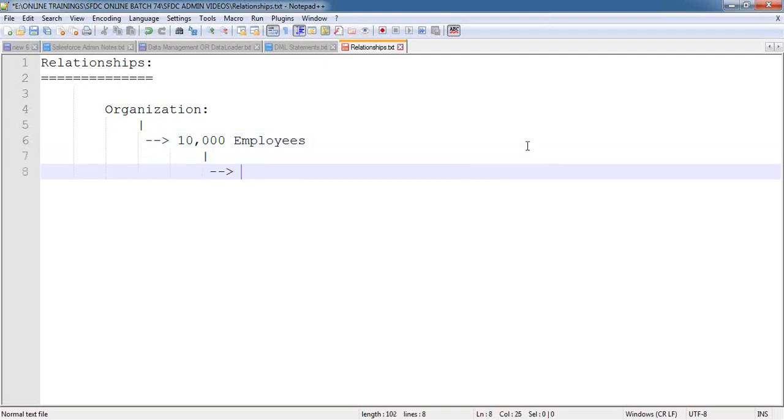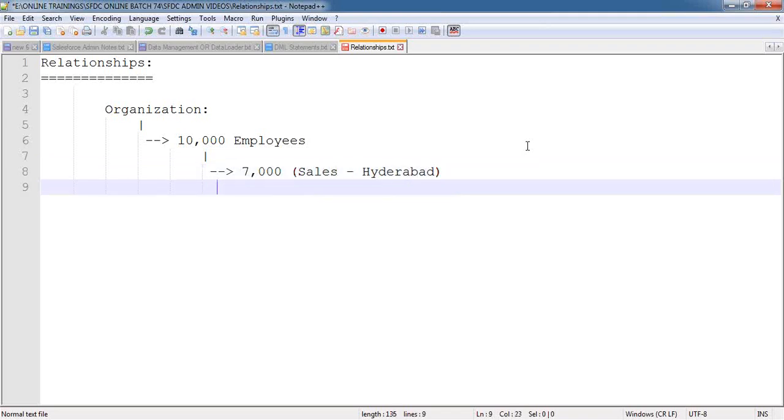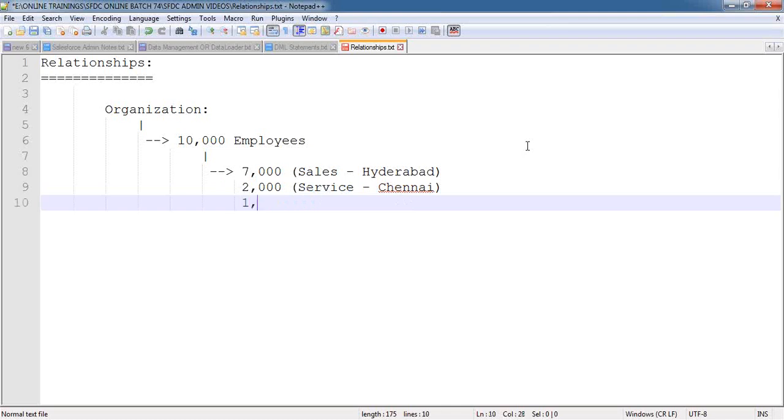So out of these 10,000 people, 7,000 people are working in the sales department, which is available in some Hyderabad location. And then 2,000 people are working in the service department, which is in some Chennai location. And 1,000 employees are working in the marketing department, which is available in the Bangalore location.